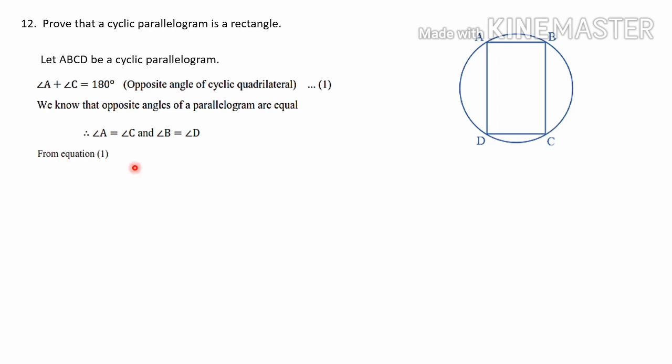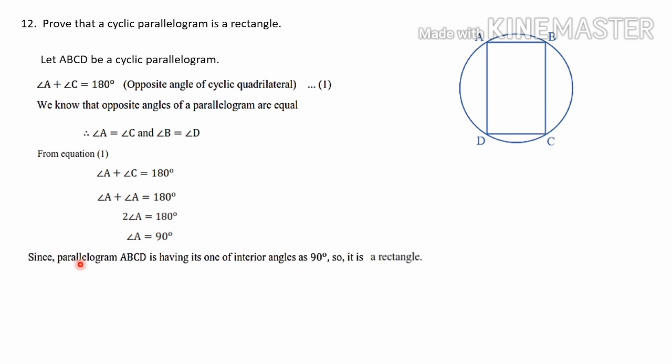So when we substitute in equation number 1, angle A plus angle C is 180 degree. Since angle A and C are equal, angle A plus angle A equals 180. So 2 into angle A is 180. Then angle A is equal to 180 by 2, that is equal to 90 degree. So we have got one angle as 90 degree. Angle A 90 degree means angle C also will be 90 degree.